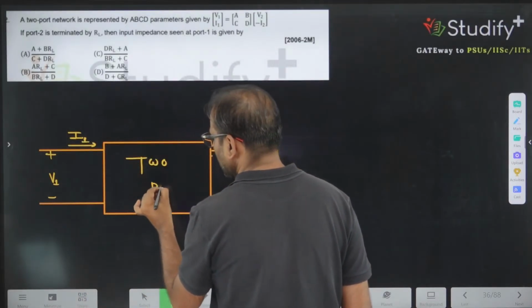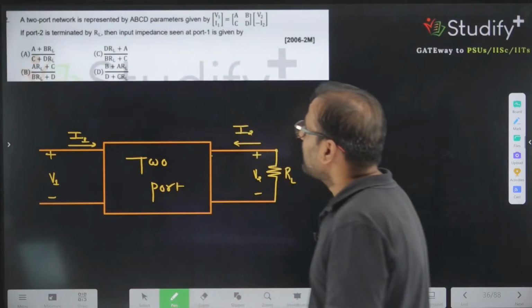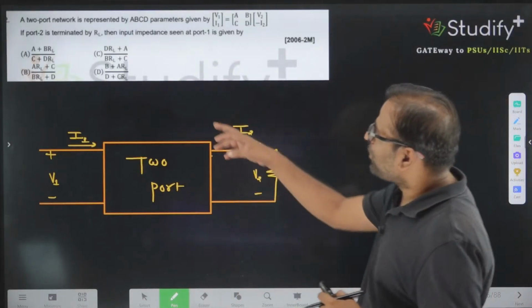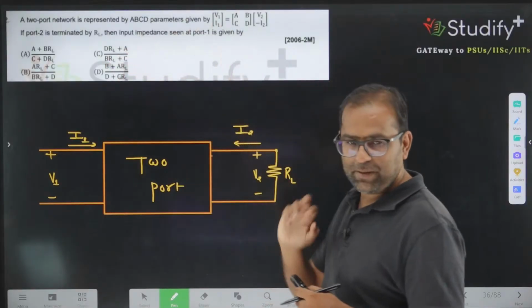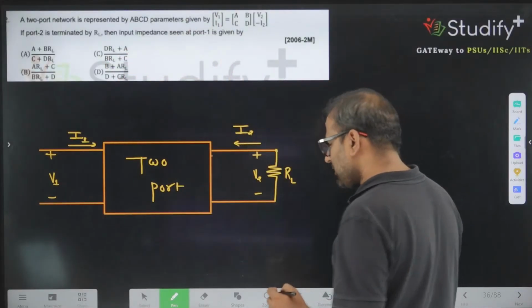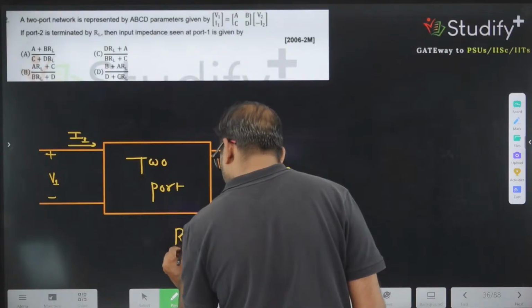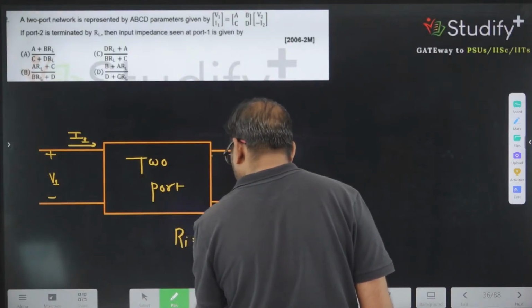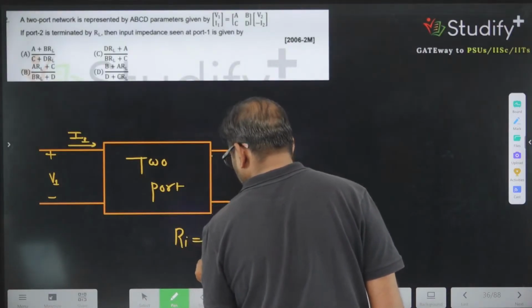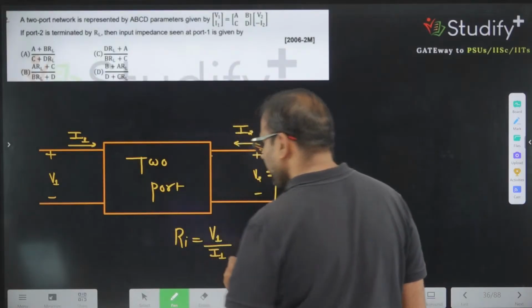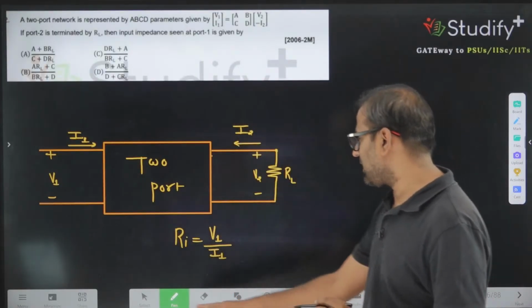What they are asking now? They are asking that if output is terminated by RL, what is the input impedance? So input impedance is what? Input impedance is the ratio of input voltage divided by input current. So input voltage is V1 and input current is I1. So V1 divided by I1 ratio, in this ratio we are interested.